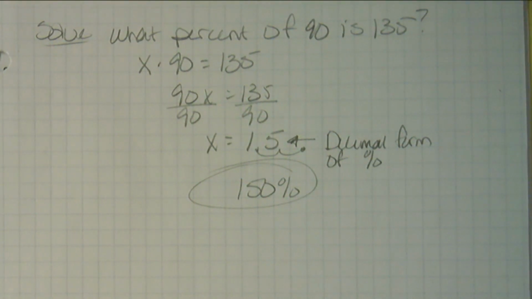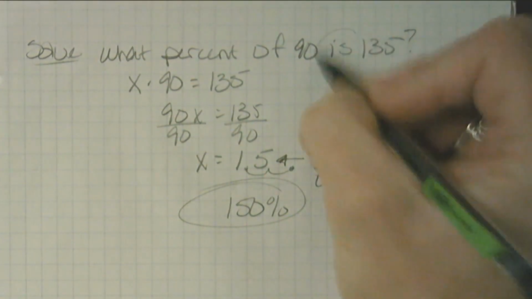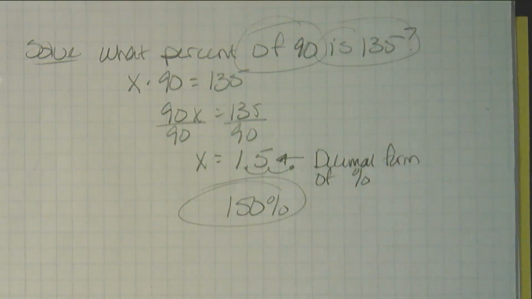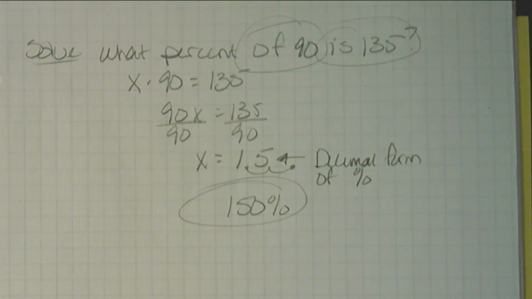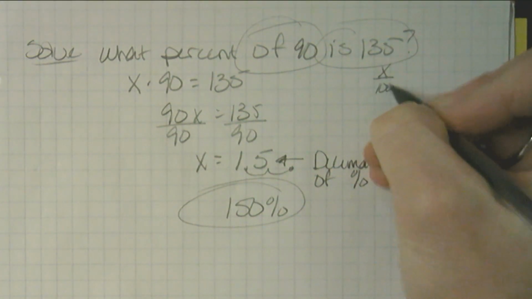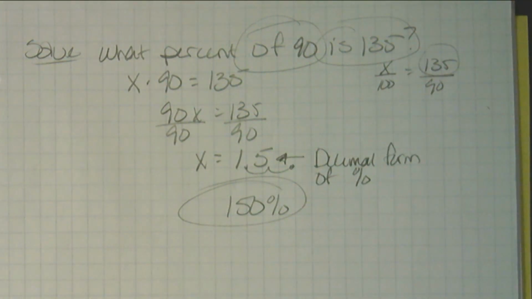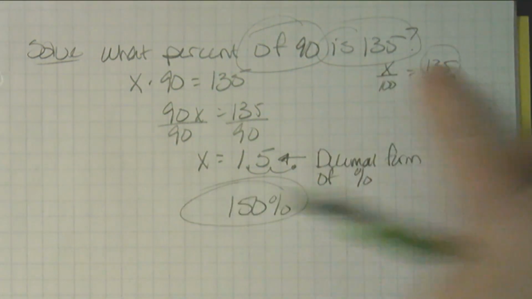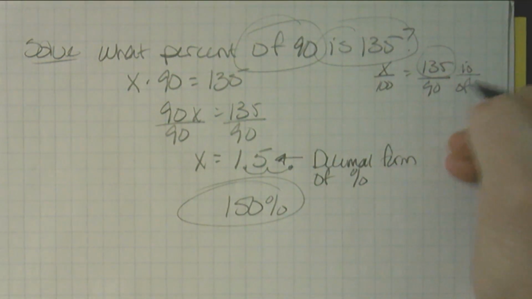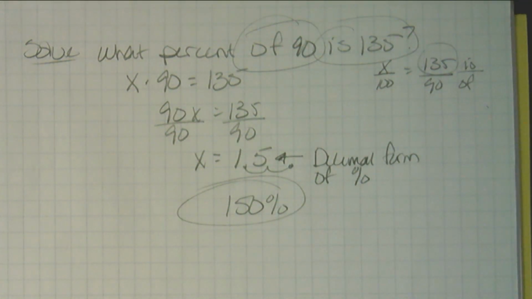Why does that make sense? It goes back to what our is information is always and what our of information is always. What is our is information always? If we wrote this as a proportion, it would be x over 100 is equal to 135 over 90. What is our is information always in a fraction? Peter? No. The is information in a fraction. So when we use proportions, our is information is our numerator, our of information is our denominator. In a fraction, what is our numerator always? Is it a part or a whole?